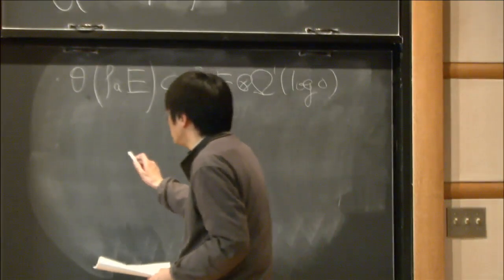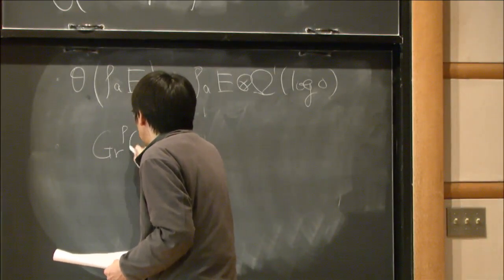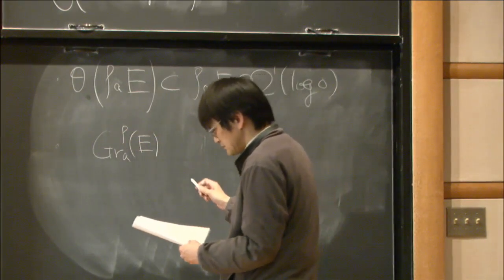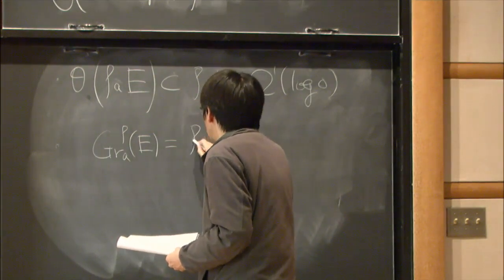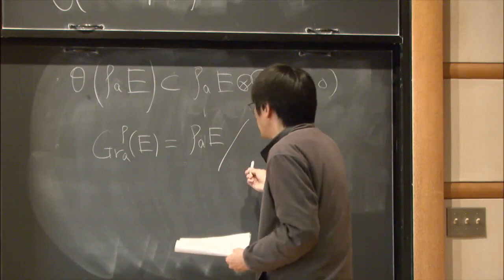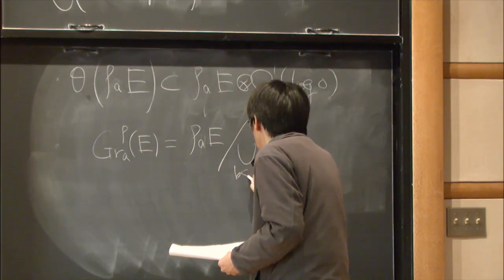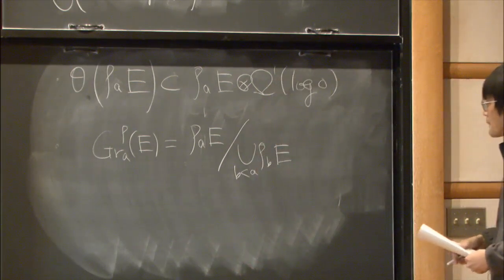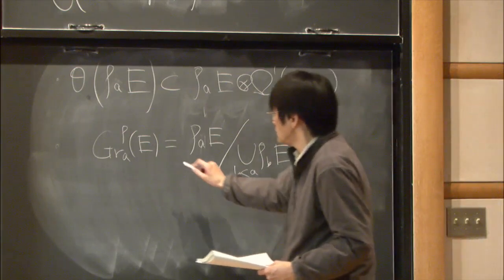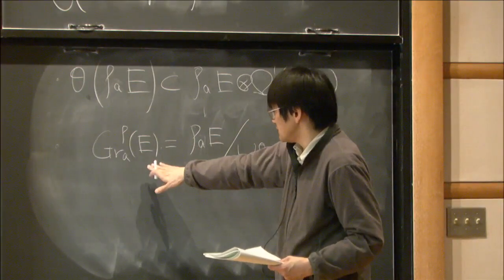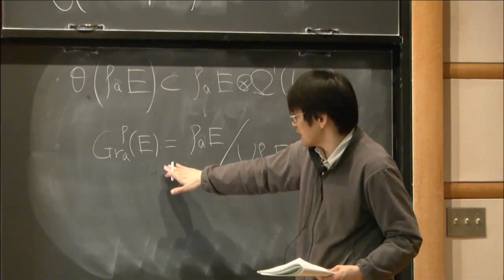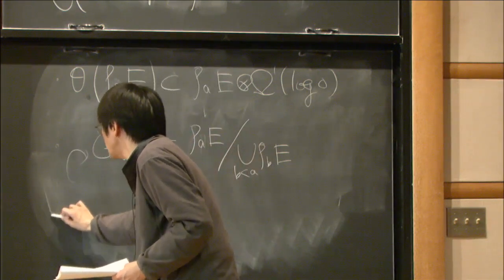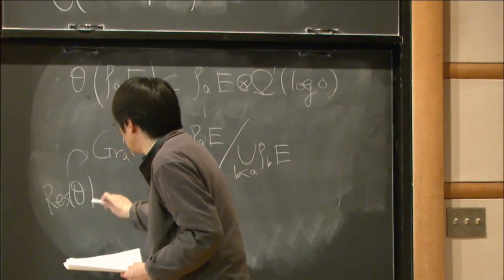Then we set Gr A PE as PAE divided by PBE. So this is a sheaf supported at the origin, but we regard this one as just a vector space. And we have the action of the residue of theta here.